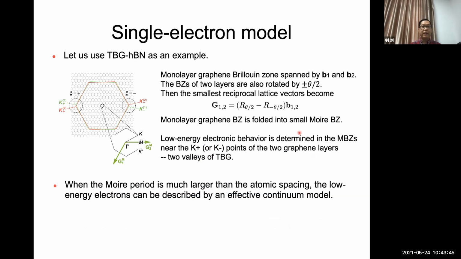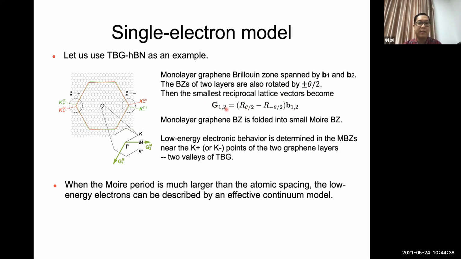Okay. We need to first formulate a single electron model to show the existence of topological flat band in these Moire systems. Well, let me use the twisted bilayer graphene aligned with hexagonal boron nitride as an example. In this case, let's assume, before twisting, the monolayer graphene Brillouin zone is spanned by 2 vectors, B1 and B2. Then after twisting, the Brillouin zones of the 2 layers are also rotated by plus and minus theta over 2. Then we can show that the smallest reciprocal lattice vectors are no longer B1 and B2. Instead, they are G1 and G2, which can be related to B1 and B2 by this relation.